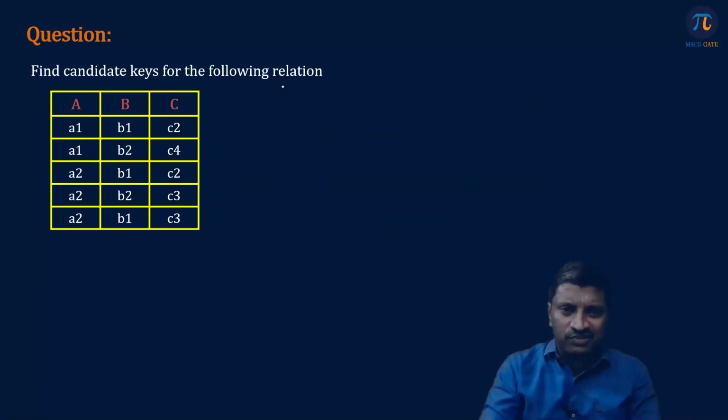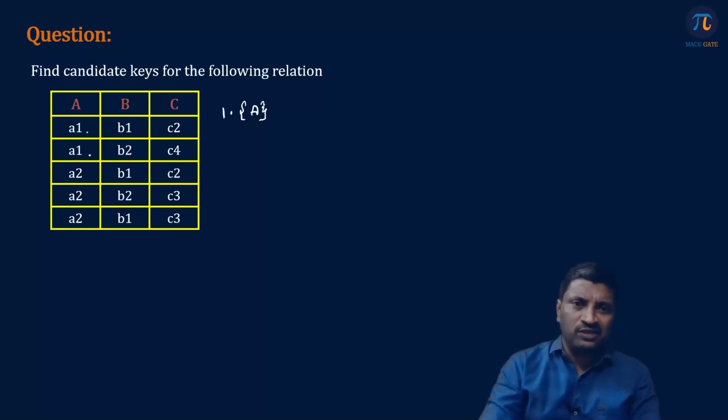So the next example. Find the candidate keys for the following relations. So we have 3 attributes, sir. Let us solve it quickly. So for the attribute A, record 1 and record 2 both have the same values. So it is not a candidate key. What about attribute B?